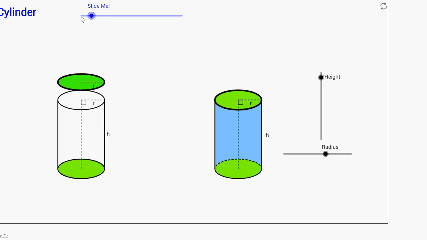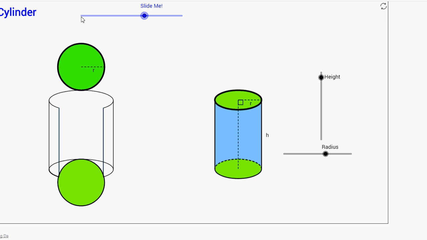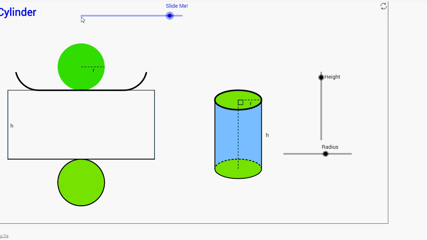So if we open it up, so that's the top and the bottom, which are circles. We cut along the vertical, whatever the height, and if you open it up, what you have is basically three shapes. You have two circles and one rectangle.